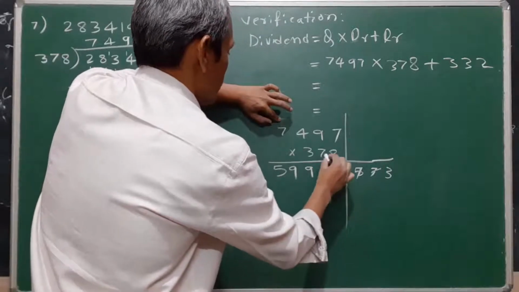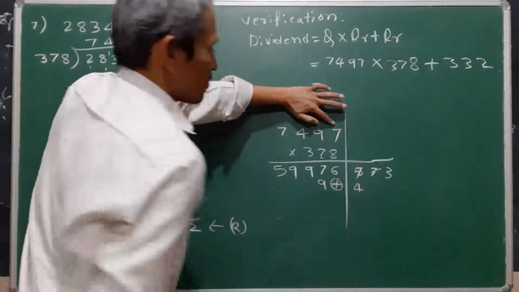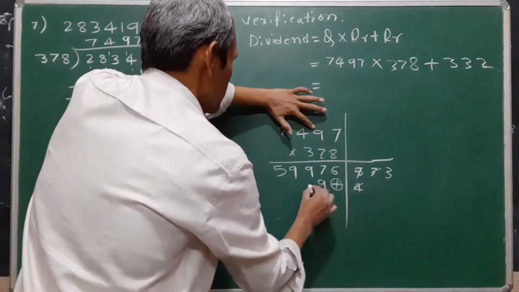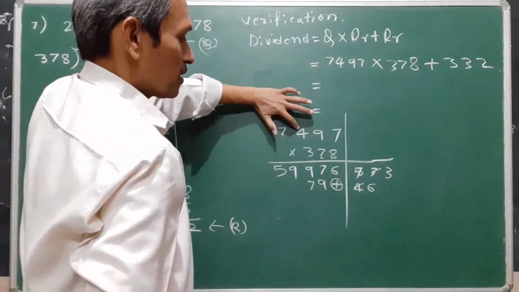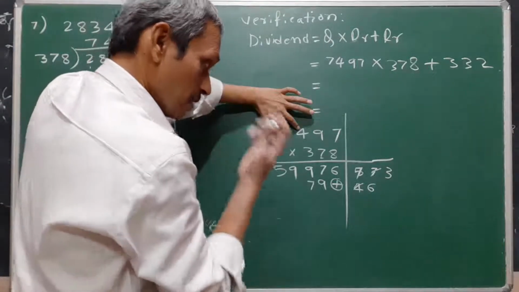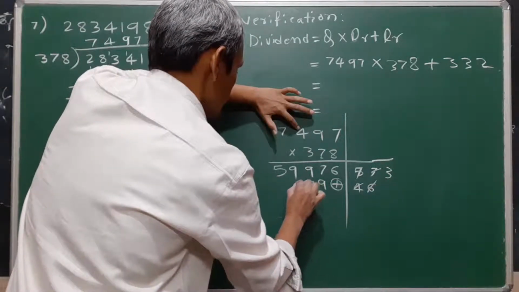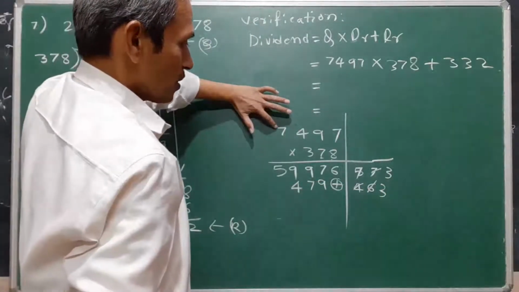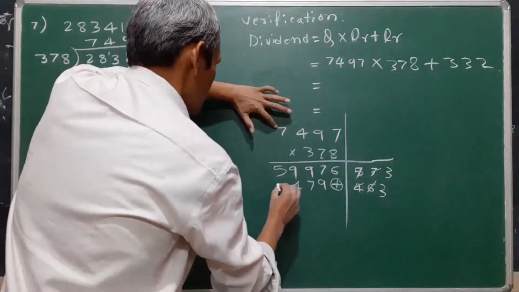Now we will multiply by 7. 7 sevens are 49. 4 carry. 7 nines are 63 plus 4, 67. 6 carry. 7 fours are 28. 28 plus 6, 34. 7 sevens are 49. 49 plus 3, 52.